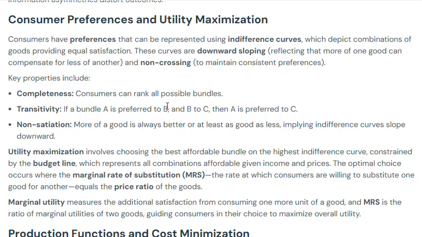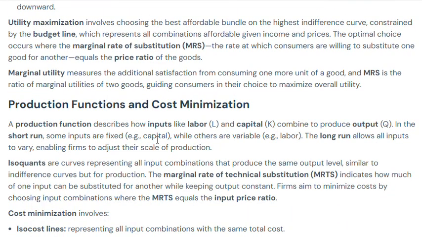constrained by the budget line, which represents the combinations affordable given income and prices. The optimal choice occurs where the marginal rate of substitution, which is MRS, the rate at which consumers are willing to substitute one good for another, equals the price ratio of the goods. Marginal utility measures the additional satisfaction from consuming one more unit of a good, and MRS is the ratio of marginal utilities of two goods, guiding consumers in their choices to maximize overall utility.